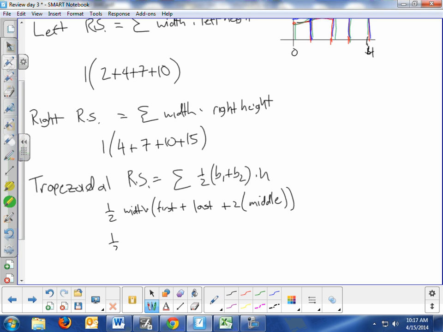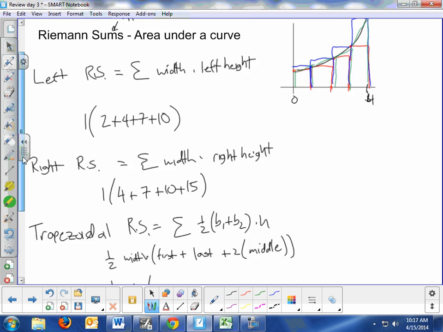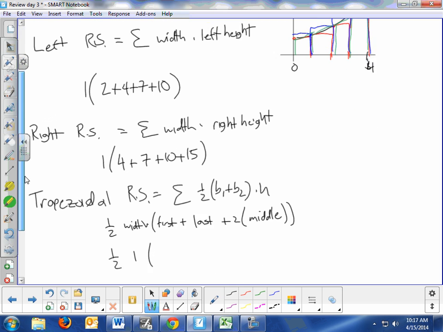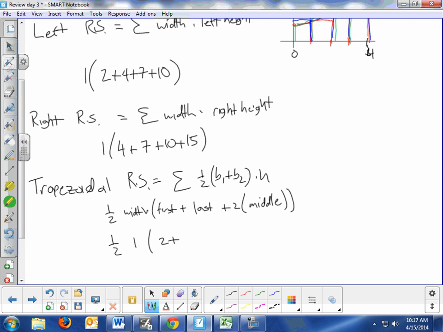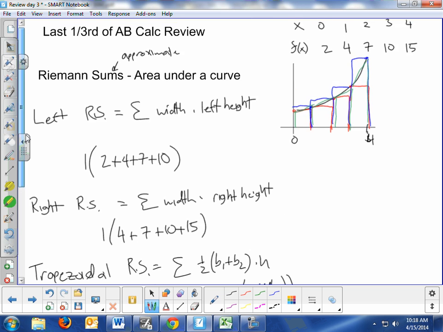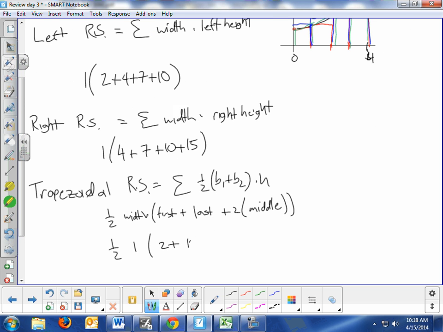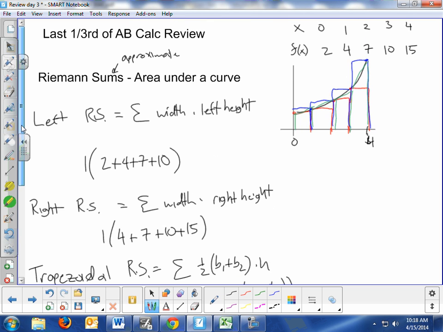So in this situation, the width is 1 consistently. The first number, which would be my base 1, would be 2. The last number would be my last base, which is 15, plus double the middle bases, which is 4 plus 7 plus 10.